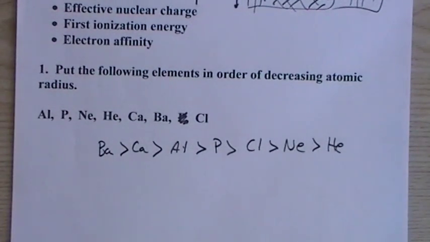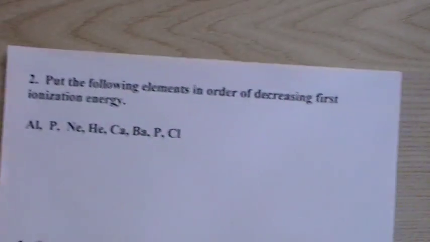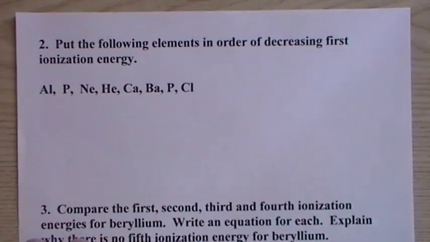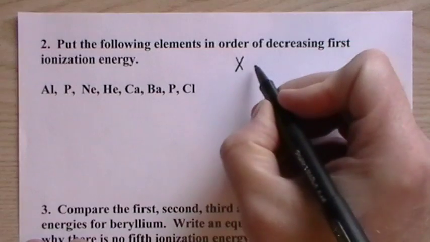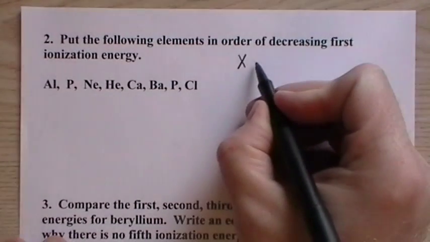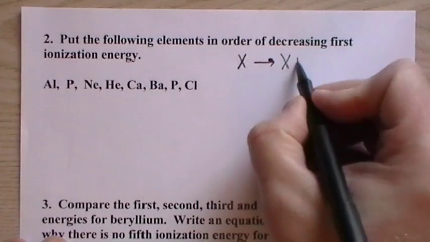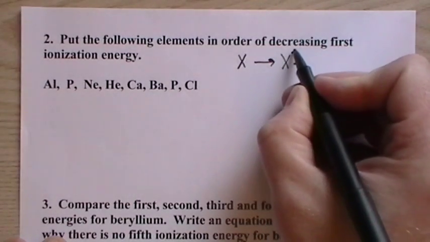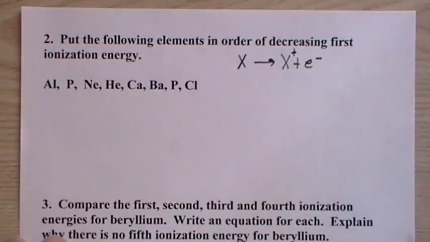Now, the ionization energy, or the first ionization energy, is where an element, and let me make sure how they specify this definition before I go any further. Yeah, they don't. So they're just X goes to X plus, X plus an electron.